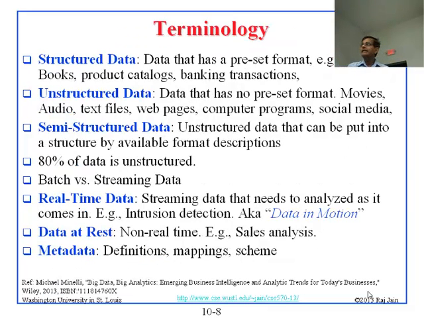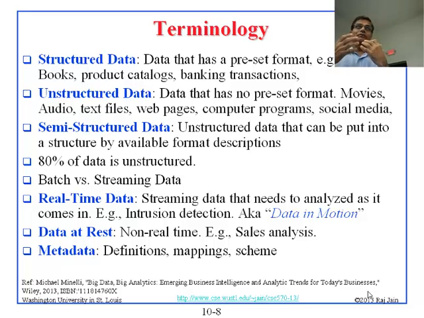Now, the data itself is of many different kinds. First is structured data. Structured data is one that has a preset format. Say, for example, your Outlook contact book. Every record in that one has a name, has a company, has a home phone number, right?